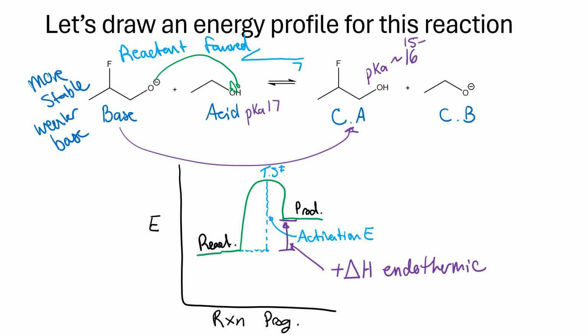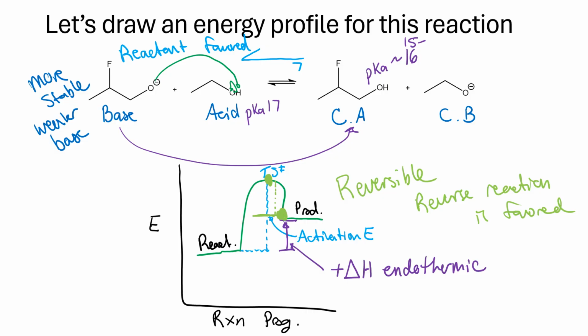And the reason for that is we can see that from the products to our transition state, we have an activation energy in that direction too. That activation energy would be much lower. So this would probably be reversible, and we would see that the reverse reaction would be favored. The reverse reaction being favored is another way to say that something is reactant favored at equilibrium.